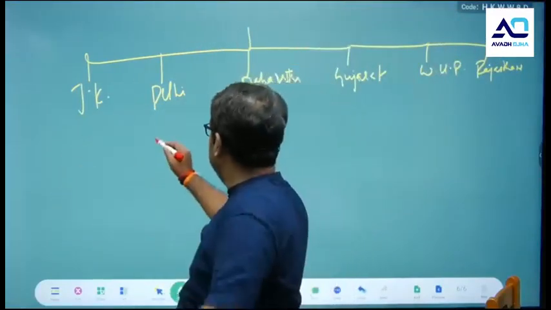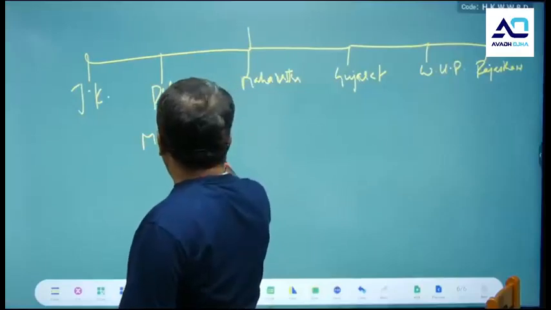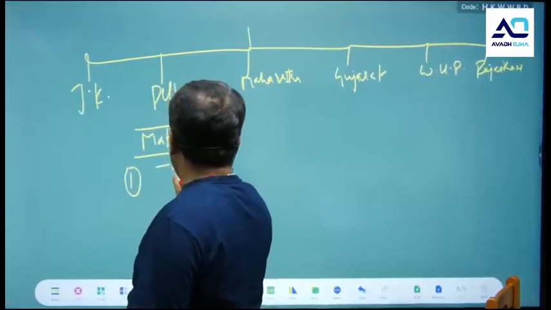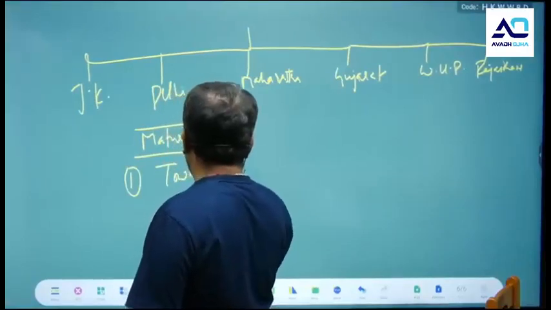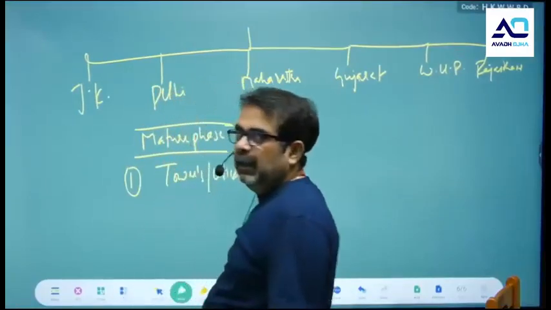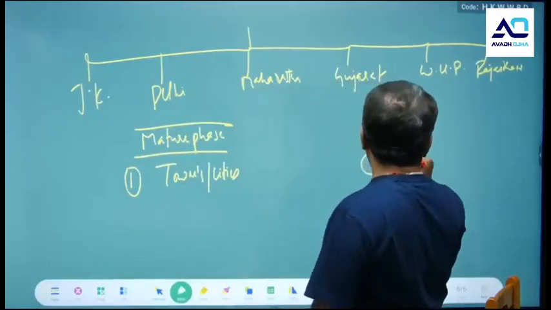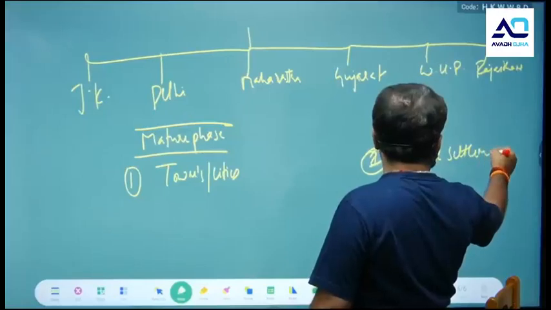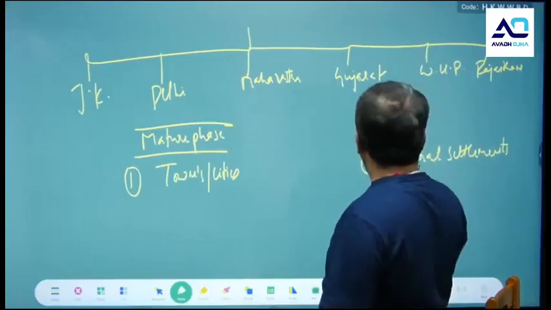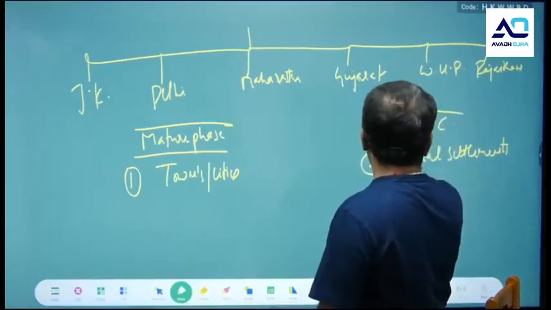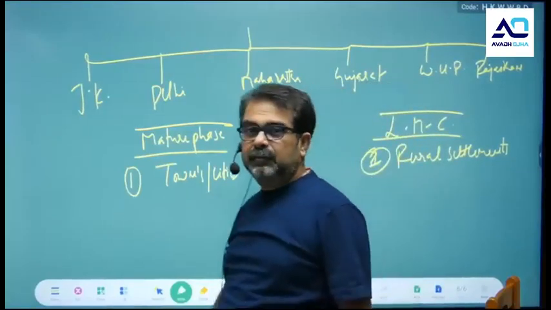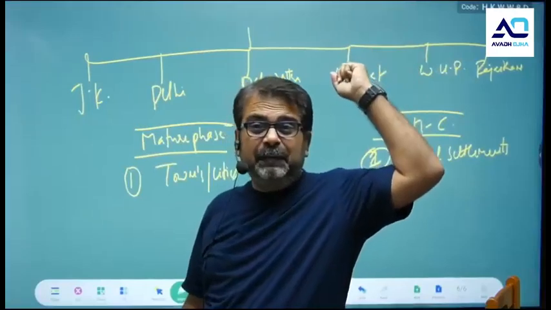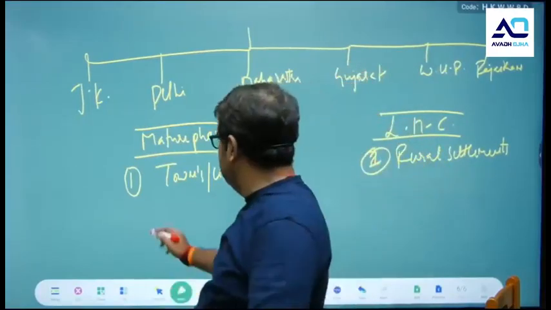The mature phase is known for towns and cities. This phase is known for rural settlements. There are no cities, no towns in the late Harappan culture.